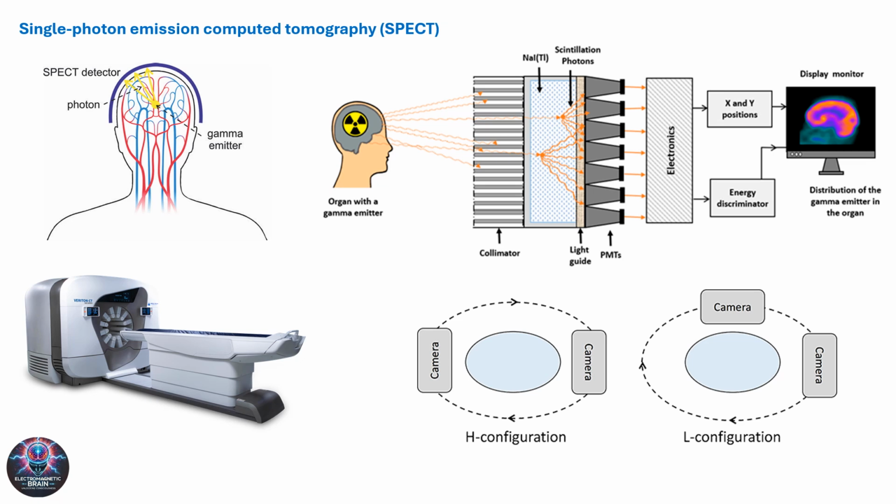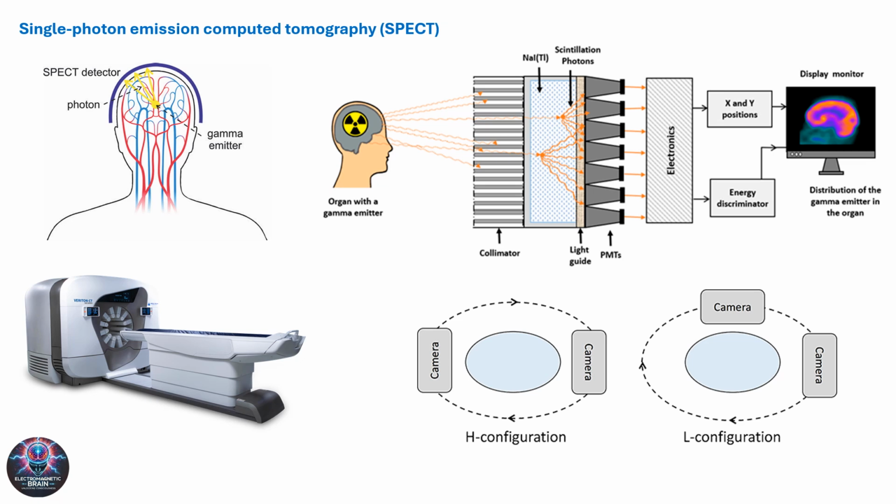In this slide, we focus on single-photon emission computed tomography, SPECT, a technique that is similar to PET but uses a different approach. SPECT is used to measure blood flow in the brain rather than metabolic activity. The process begins when a radioactive tracer is injected into the bloodstream, as shown in the diagram. The tracer emits gamma rays that travel through the body, and these rays are detected by a rotating gamma camera. The camera captures the gamma rays from various angles, providing the data needed to create detailed 3D images of brain activity.